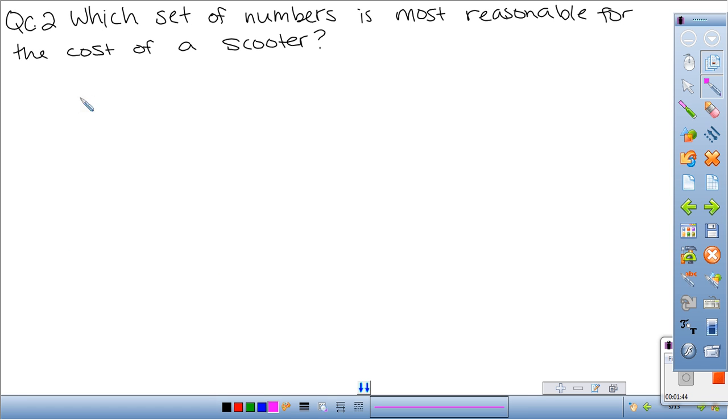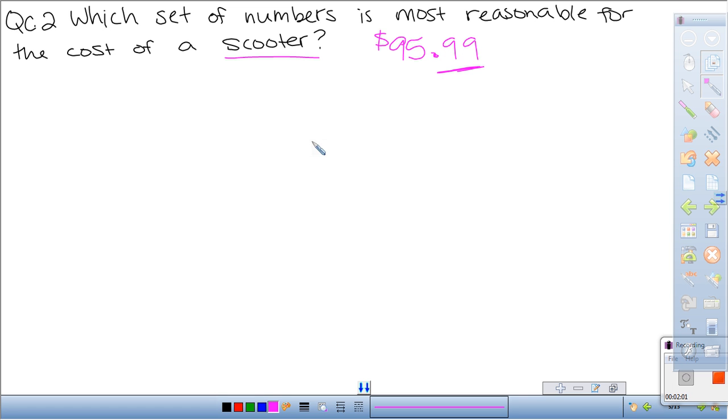Let's look at another one of those. Which set of numbers is most reasonable for the cost of a scooter? So when you think about how much a scooter costs, it depends on the kind of scooter you're buying, but maybe it would be something like $95.99. They usually like to throw on that 99 cents, so you think you're getting a deal, but we know that's really basically $96. So adding on that decimal there, we know it can't be an integer because integers don't include decimals, neither do whole numbers or natural numbers. Therefore, it has to be a rational number.